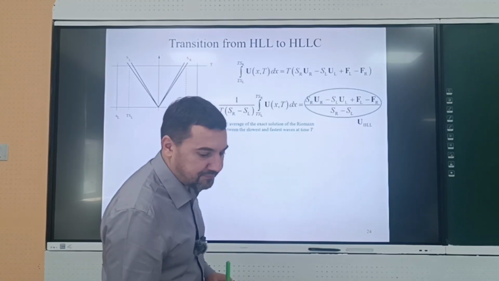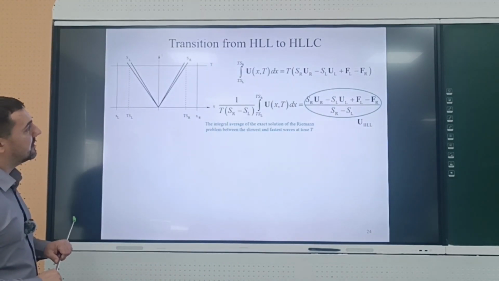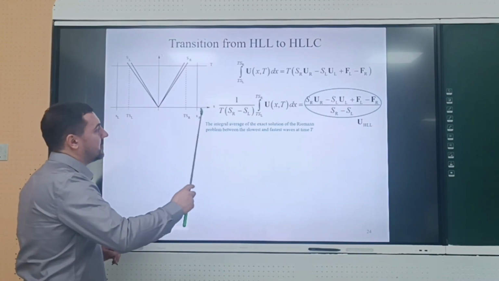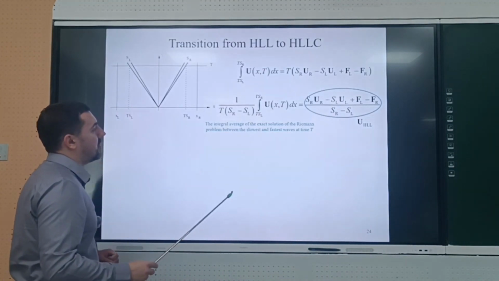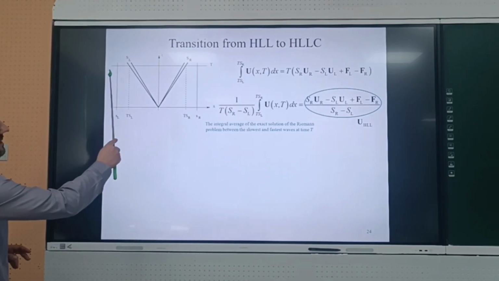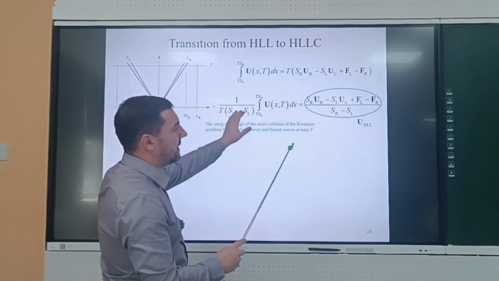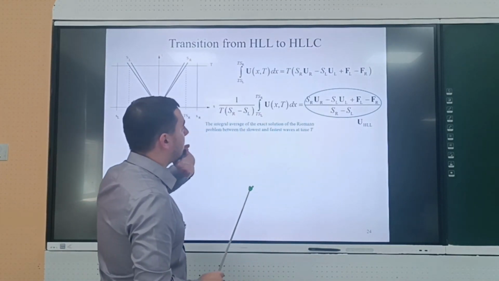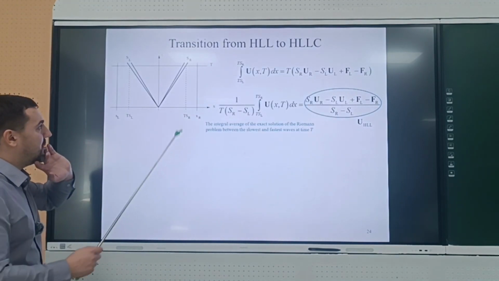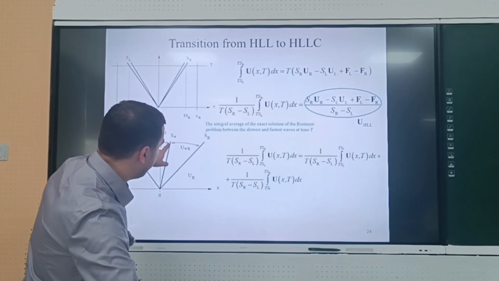What's the idea? The idea is as follows: transition from HLL to HLLC. So we have this formula for the integral average of the exact solution of the Riemann problem between the slowest and fastest waves at time t. So we obtained this integral average, right? It was at the beginning of the lecture for HLL, U HLL. Now we should introduce the contact wave.